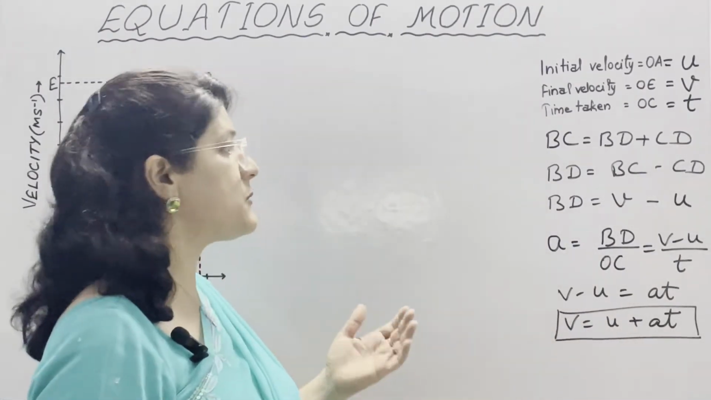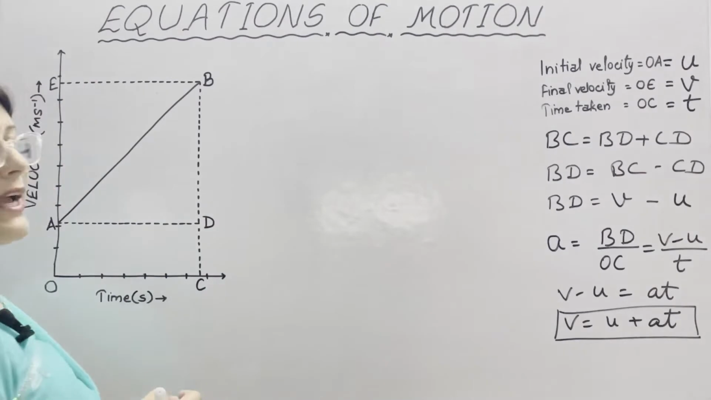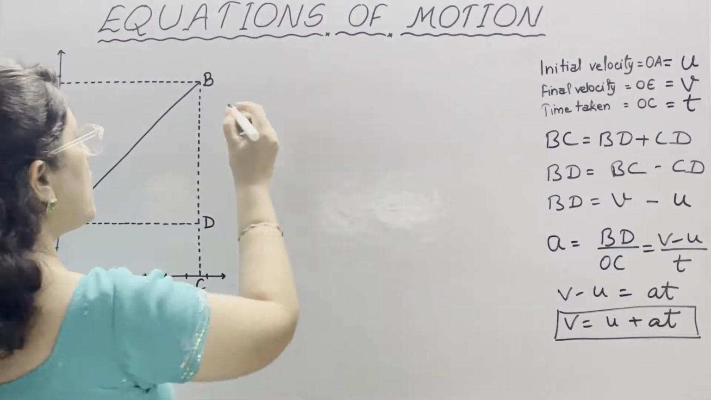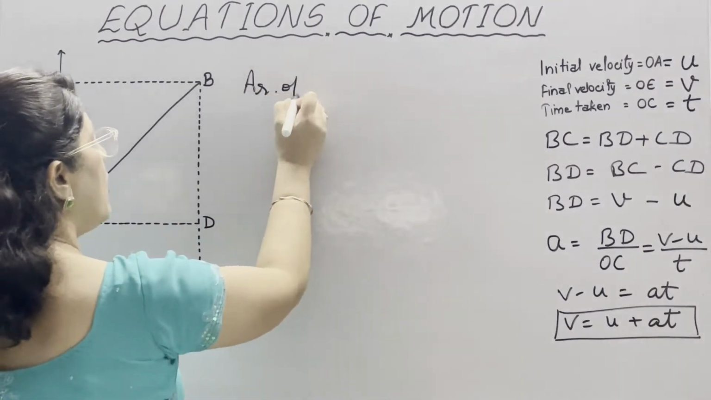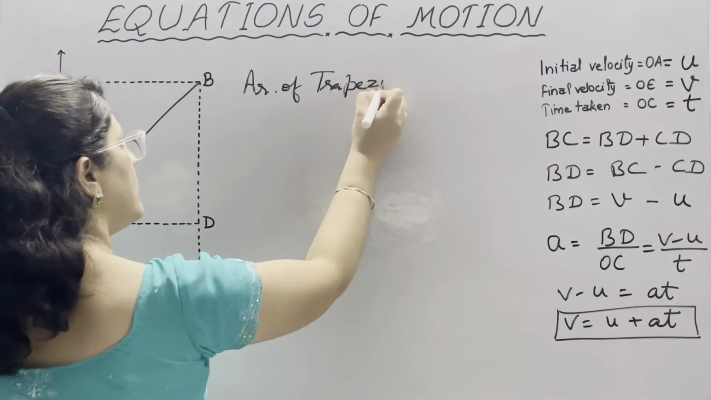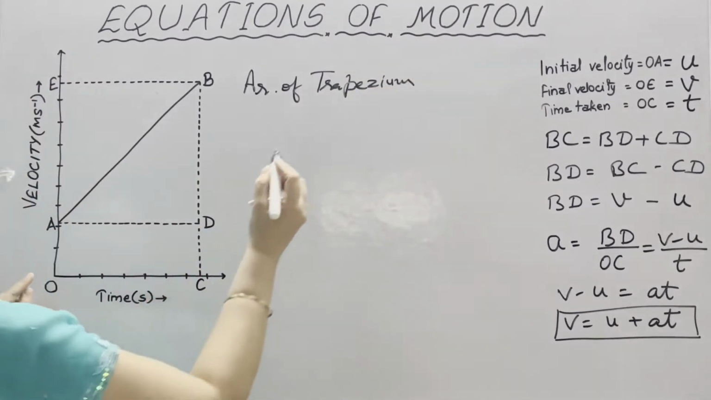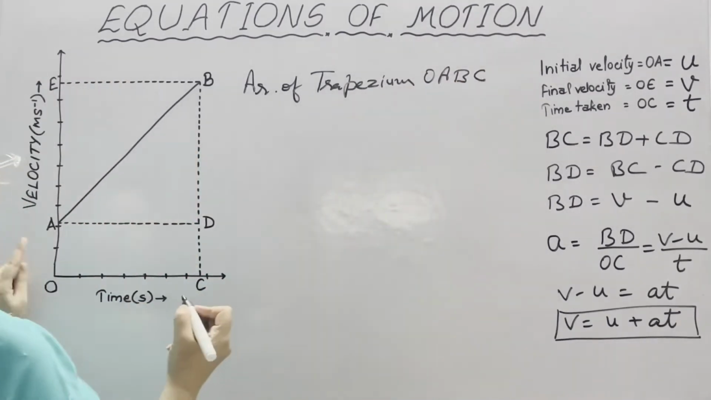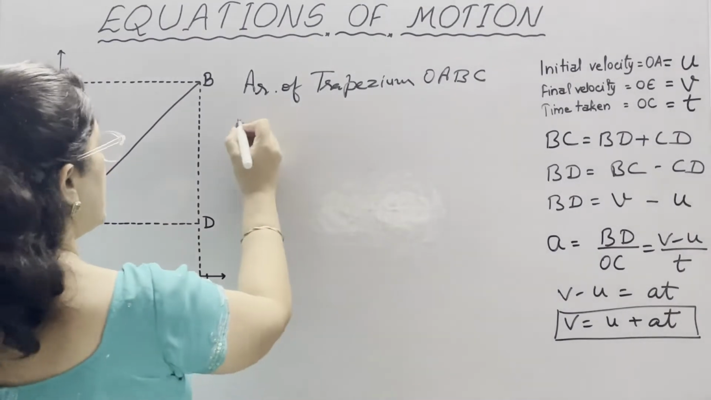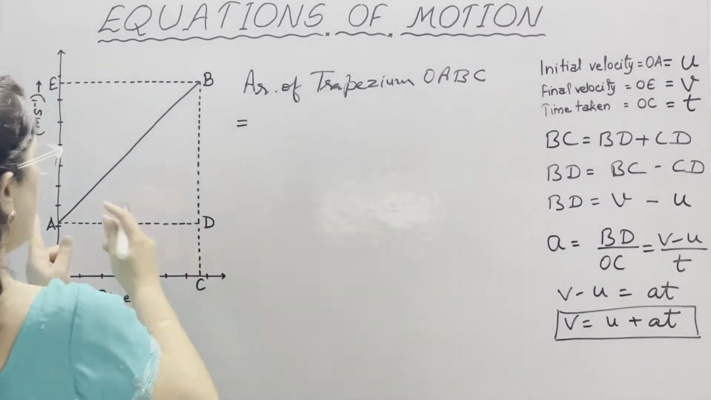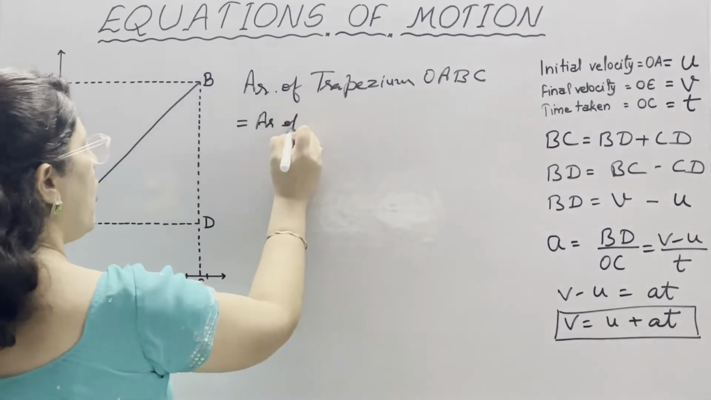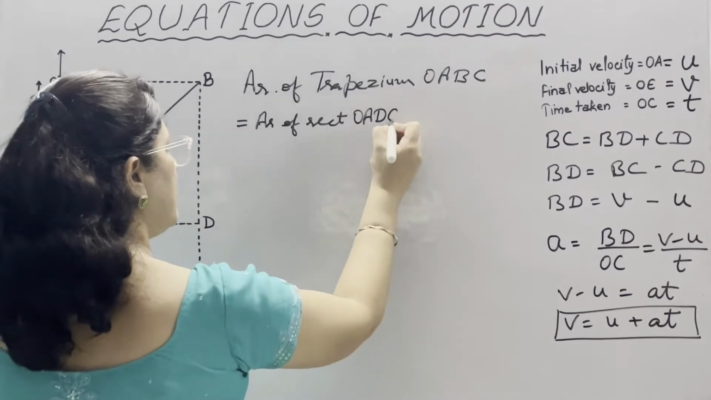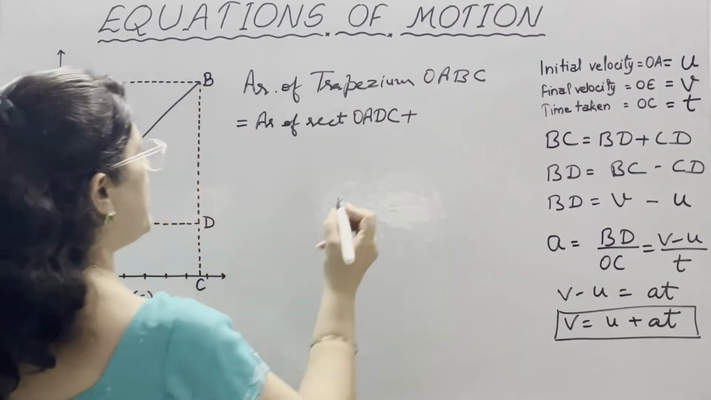Now, for the second equation, which is the position time relation, we need to calculate the distance, and for distance traveled we need to calculate the area of this graph. So, the area of this graph is equal to the area of a trapezium. And what is the name of the trapezium? OABC. This is the trapezium, which is the sum of one rectangle and one triangle. So, area of rectangle, the rectangle is OADC, plus area of triangle, which is ADB.